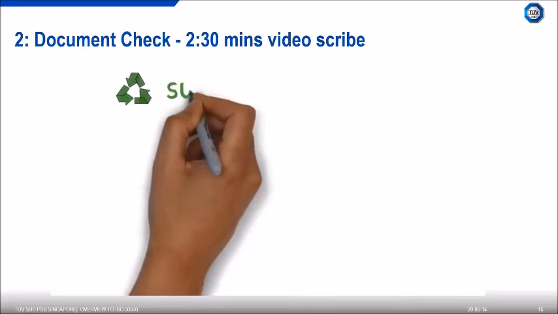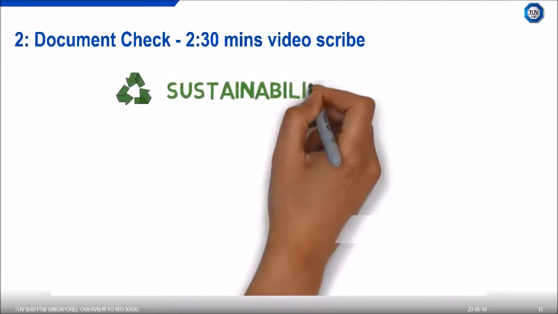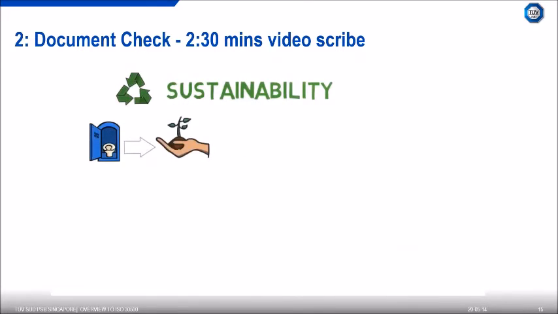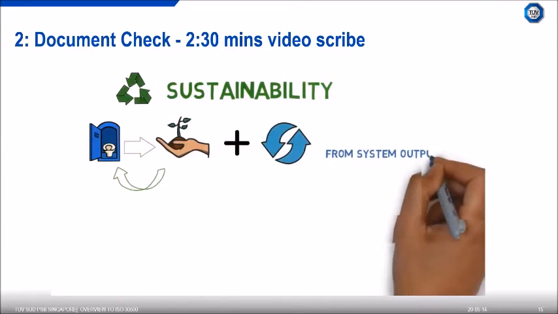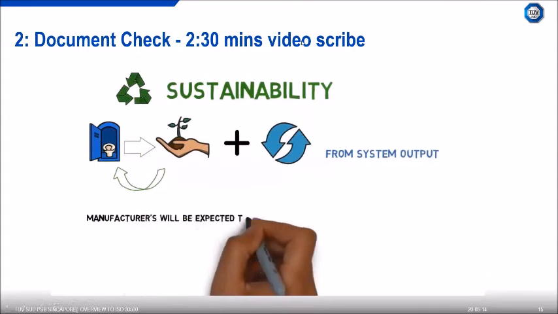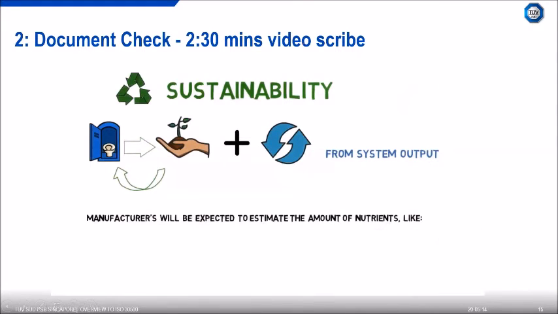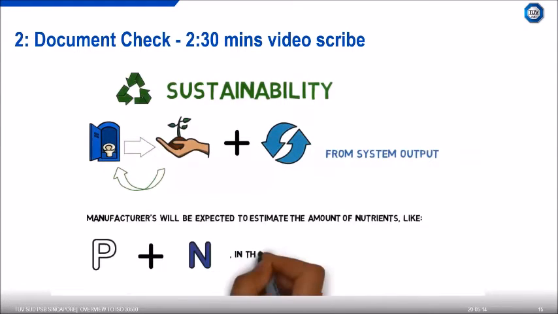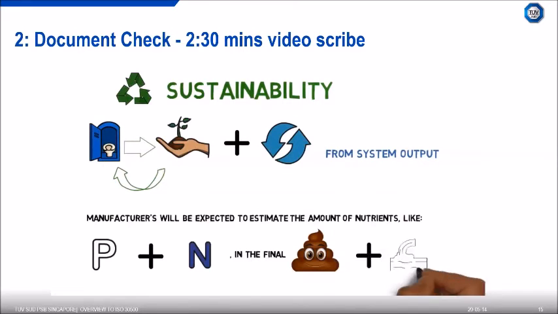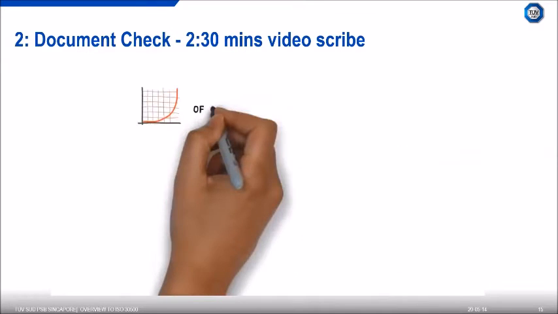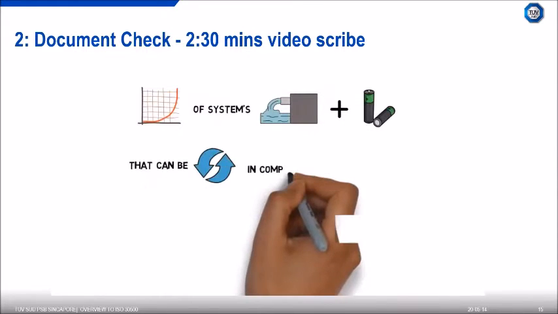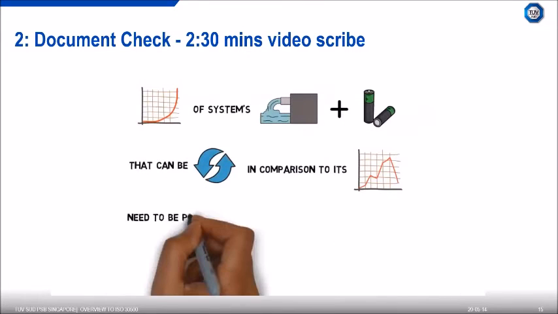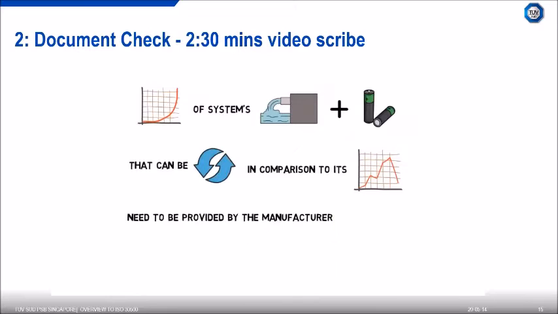Sustainability is the last clause of documentation checks. This clause highlights the use and recovery of resources from the system output. Manufacturers will be expected to estimate the amount of nutrients like phosphorus and nitrogen in the final solid and effluent output. The proportion of the system's effluent and energy that can be recovered in comparison to its consumption level needs to be provided by the manufacturer as well.